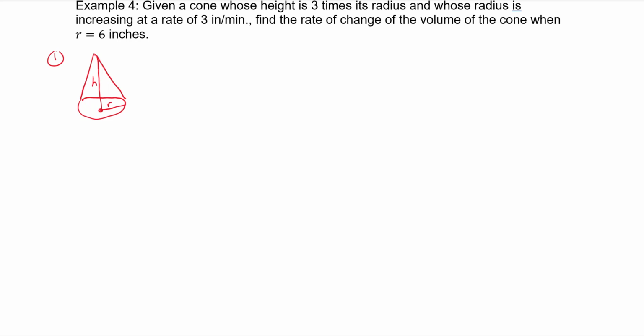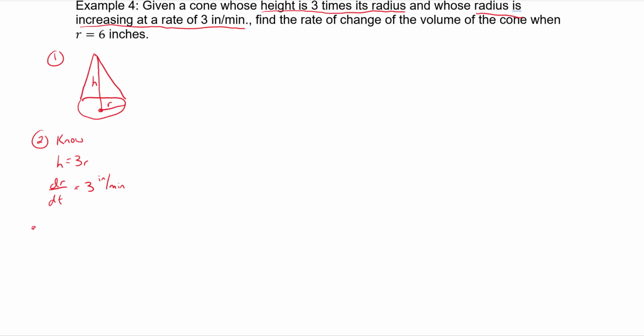And so what do we know now? So we're given a cone. The height is 3 times its radius. So we know h is 3r. And the radius is increasing at a rate of 3 inches per minute. So the radius is increasing, so dr/dt is positive 3 inches per minute.